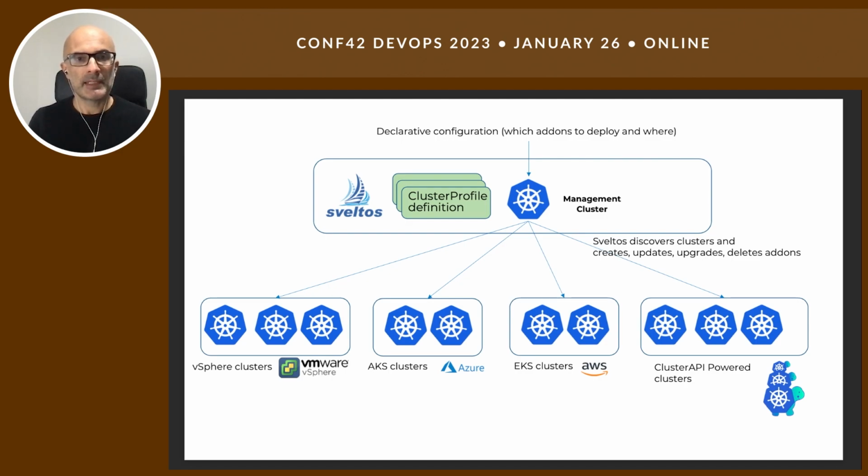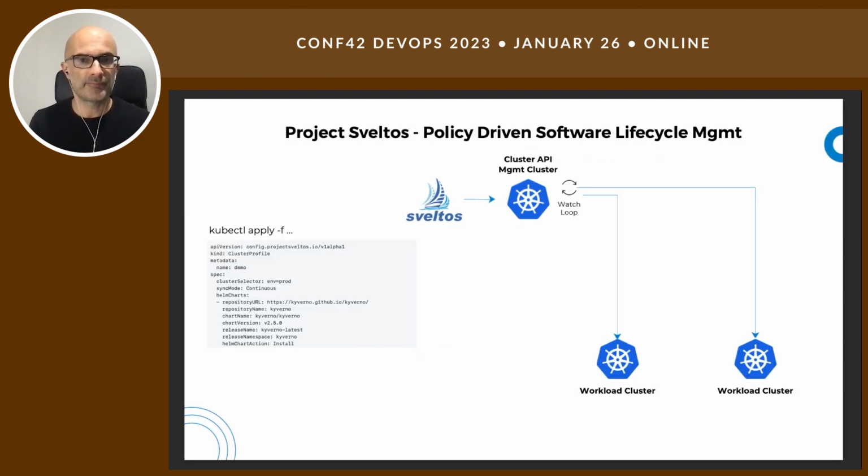What I want to highlight here is that any cluster is represented in the management cluster. Cluster API powered clusters are represented in the management cluster by the Cluster API cluster CRD. Any cluster like GKE which is registered with Sveltos is represented in the management cluster by a Sveltos cluster CRD instance. So how does Sveltos solve this Kubernetes addons distribution?